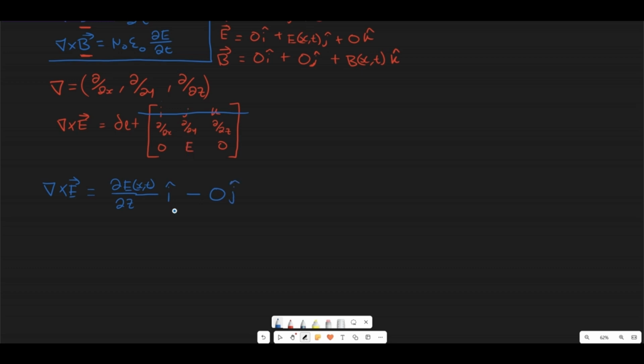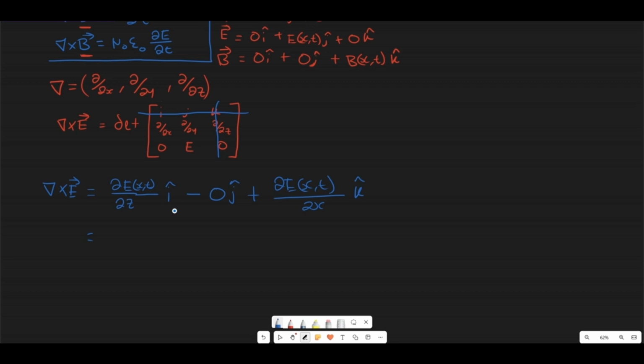And for the k direction, we block out this, and then we're going to get a plus partial E of x,t by partial x, and then this one is just going to become a 0, the product of this, and this is in the k hat direction. So let's tidy this up a little bit.